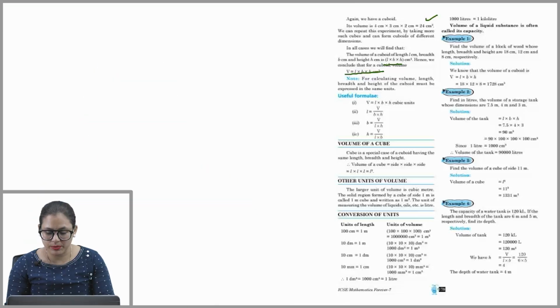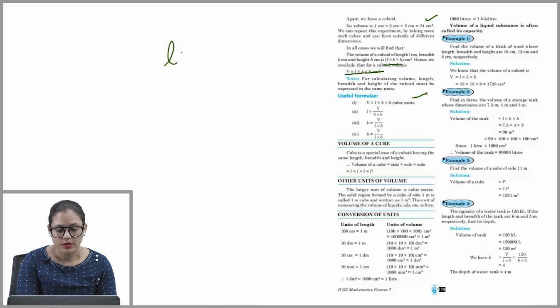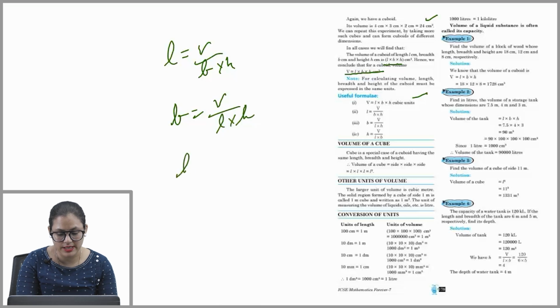The useful formulas: volume is length into breadth into height. If you have to find the length, volume upon breadth into height. If you have to find the breadth, volume upon length into height. If you have to find the height, volume upon length into breadth.